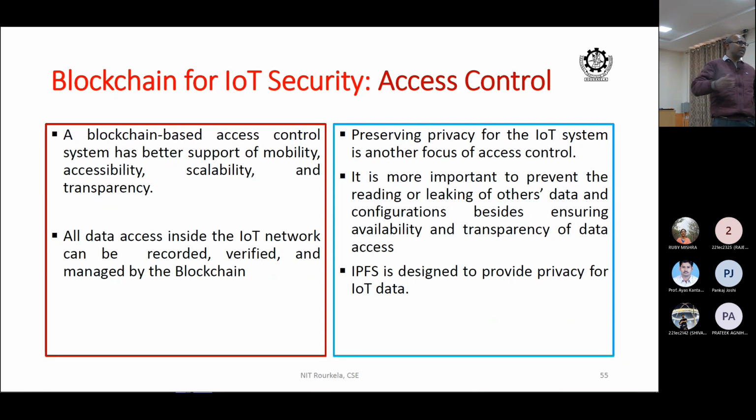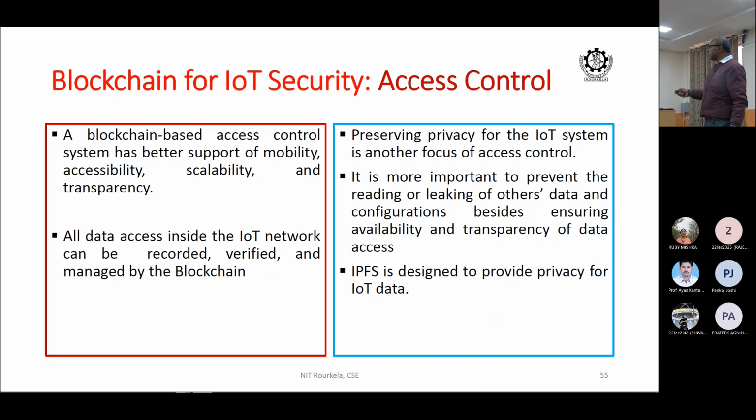In a centralized traditional architecture, you put it in a central server. Now when you put it in a central server, there is a single point of failure. All your security credentials, if the central server is compromised, are compromised also. Now, instead of putting it in a central server, you record everything in a blockchain. When you record in a blockchain, anyone who is a part of the blockchain can access it. And you look at it, blockchain provides all this mechanism. So all data inside the IoT network can be recorded, verified, and managed by blockchain. Once you put it there, everything can be done by this blockchain.